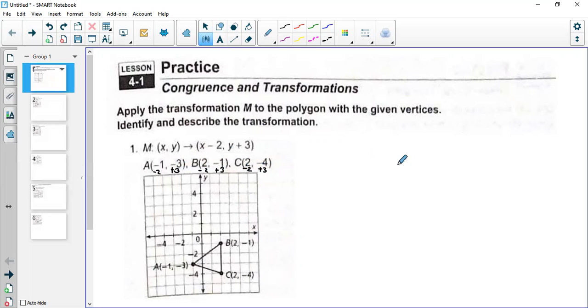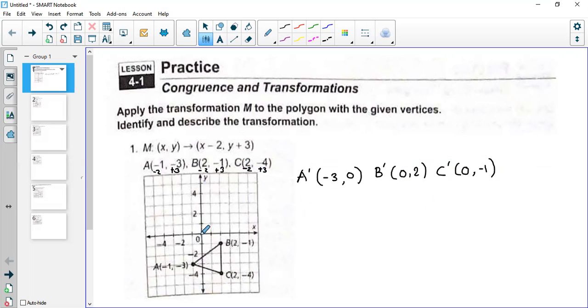And then let's write the new coordinates. For A, for the image, it's going to be negative 1 and negative 2 will give me negative 3. Negative 3 plus 3 will give us a 0. So the coordinate for B is going to be 2 minus 2, which is again a 0. Negative 1 plus 3 is going to give me a 2. And then for C, 2 minus 2 is going to give you a 0. Negative 4 plus 3 will give me a negative 1. So these are the new coordinates we have for the image.